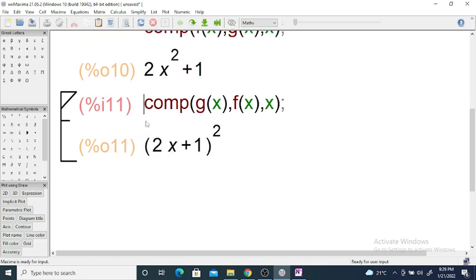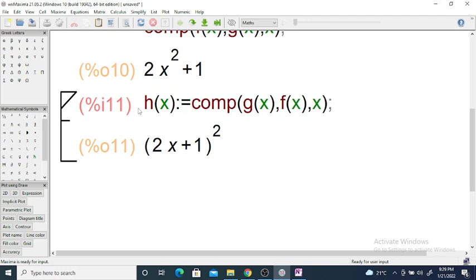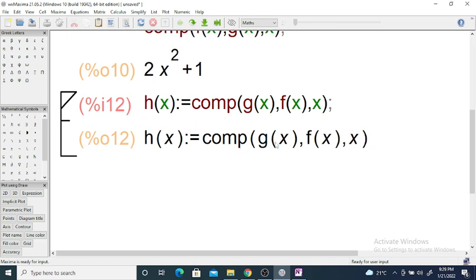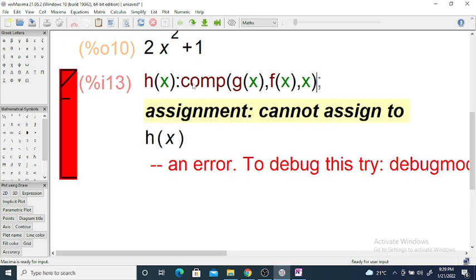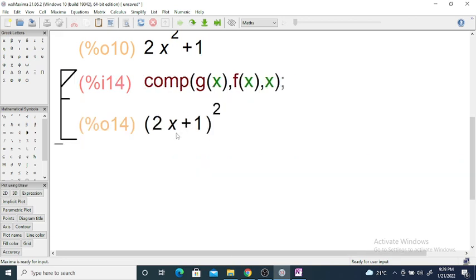You can also simplify it. If you define h of x as a composite function, then h of x is equal to g of x, h of x is equal to twice x plus 1, bracket squared.